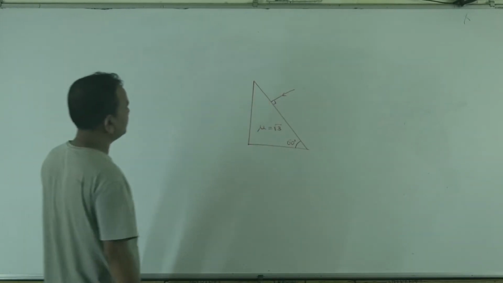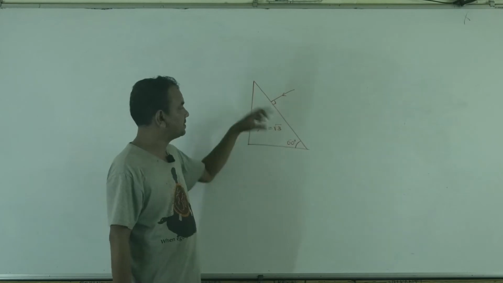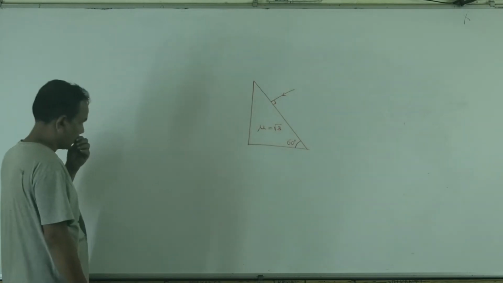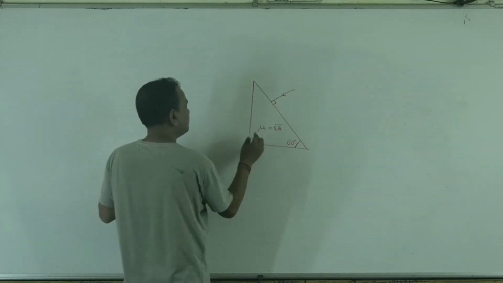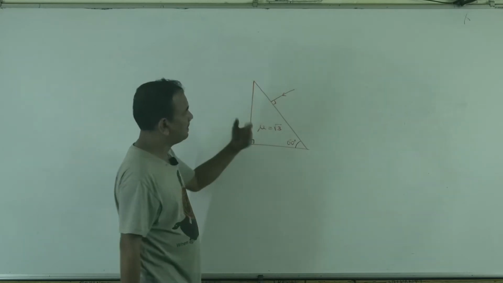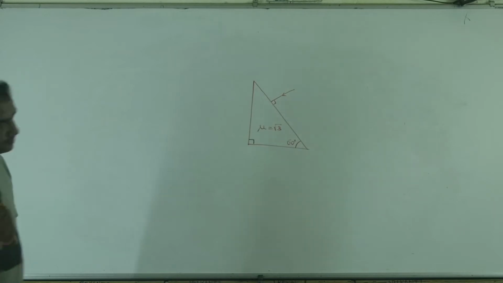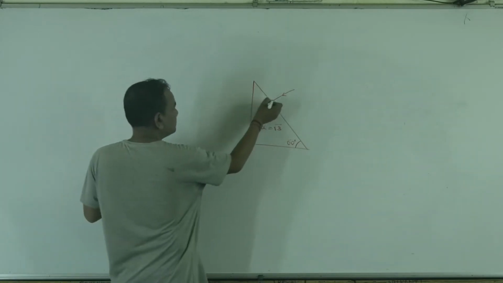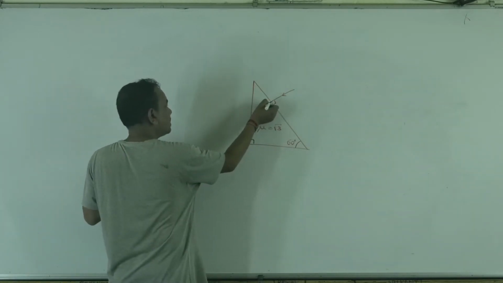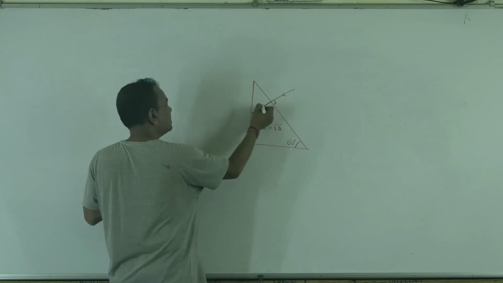A ray of light is incident normally to a face of a prism as shown in the figure. If mu, the refractive index, is √3, find the emergent angle. As the ray is incident perpendicular to the surface, the ray moves undeviated, moves straight.